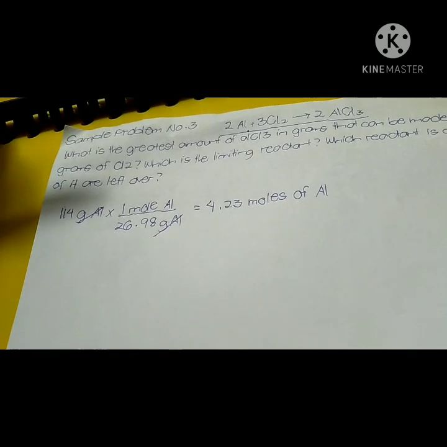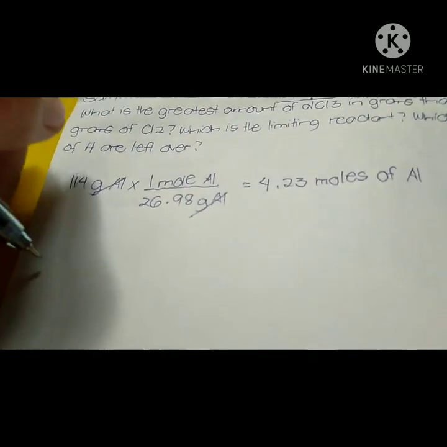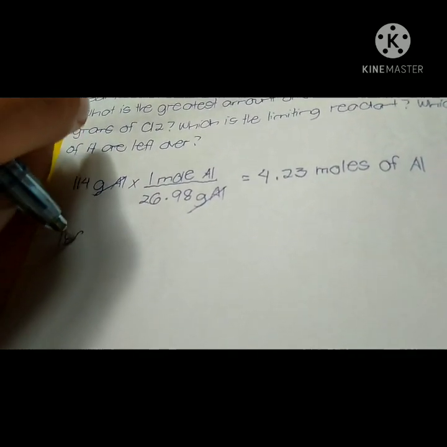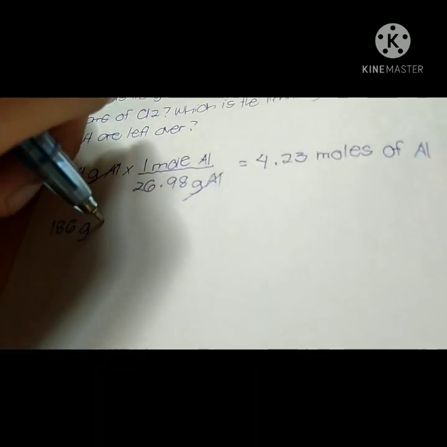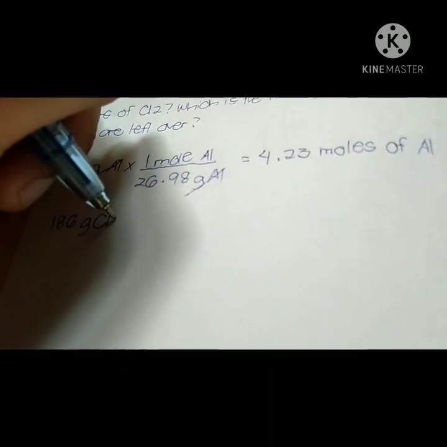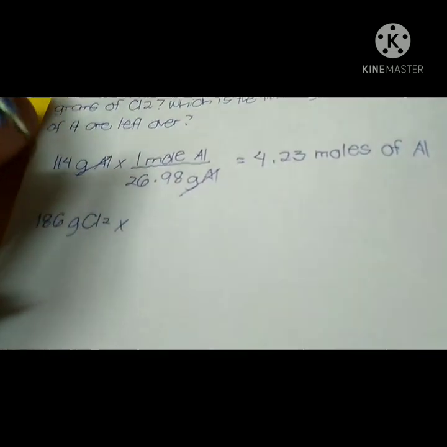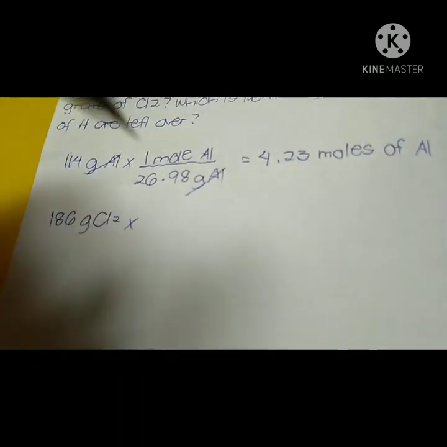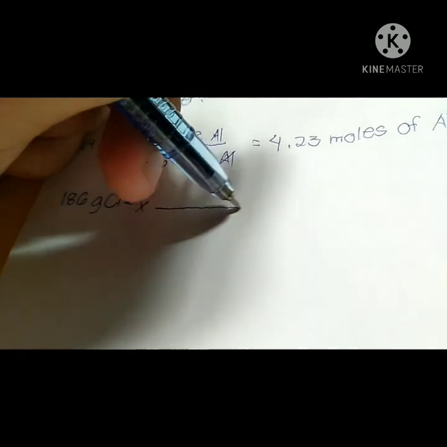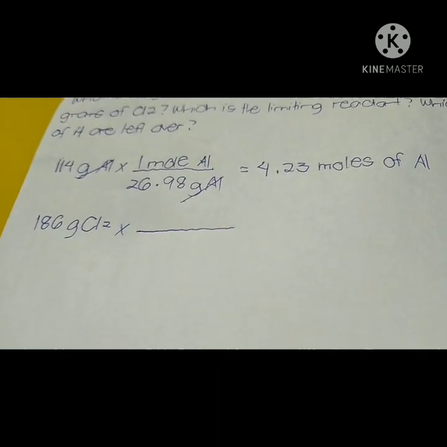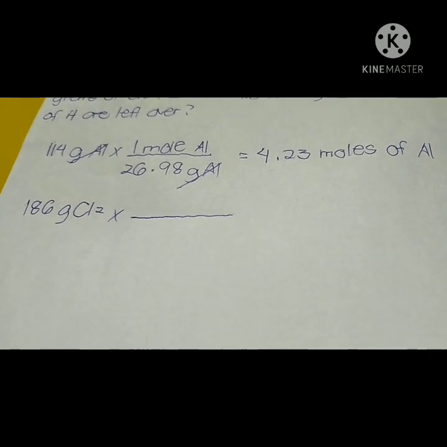Let's do the same thing for Cl2, for chlorine. Okay, I have 186 grams of Cl2. I'll multiply by a conversion factor that expresses the molar mass of chlorine. The molar mass of Cl2 is 70.90 grams per mole.